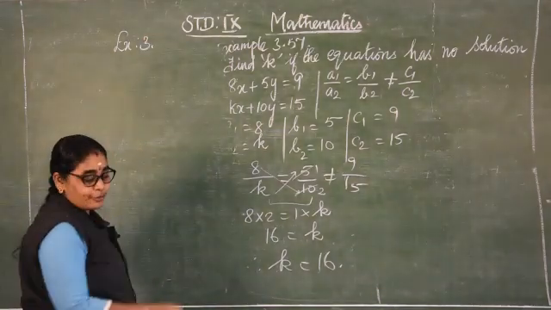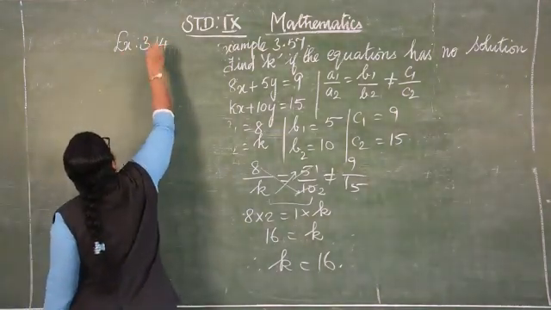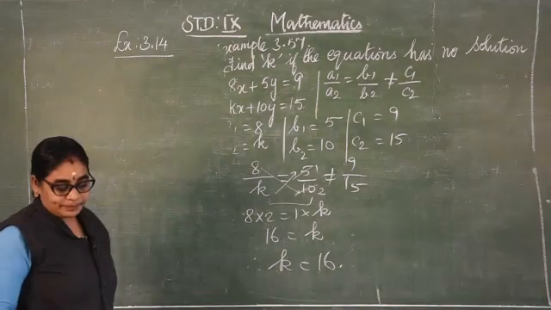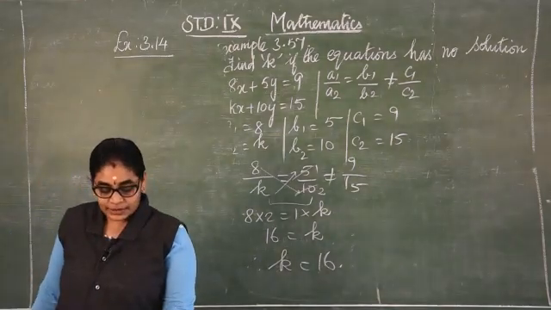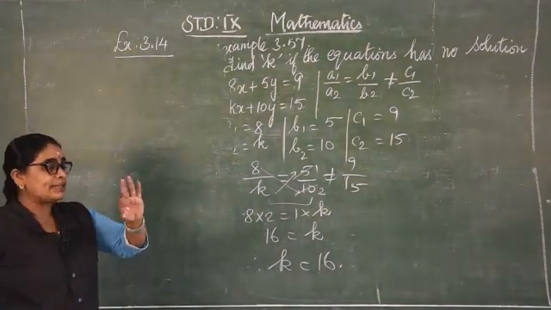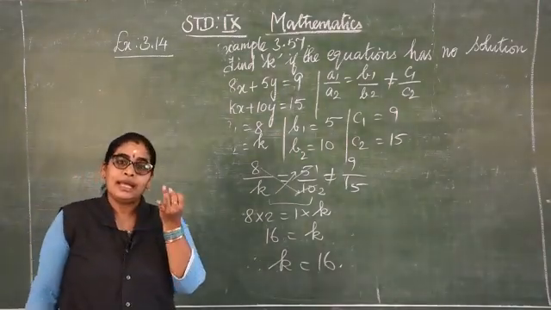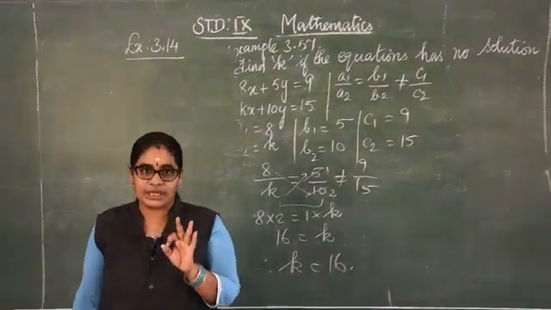Exercise 3.14, the last exercise of this chapter. Solve by any one of the methods. So you have learnt 3 methods: substitution method, elimination method and cross multiplication method.